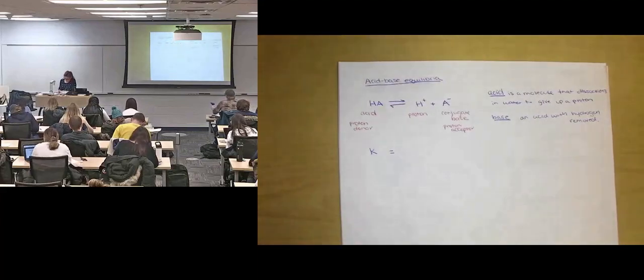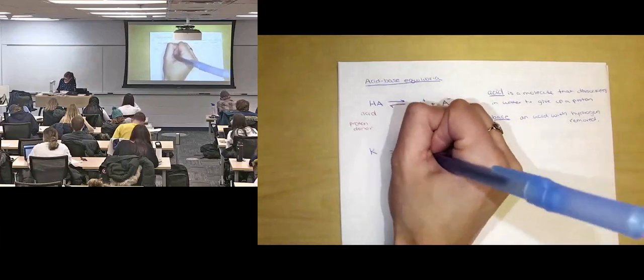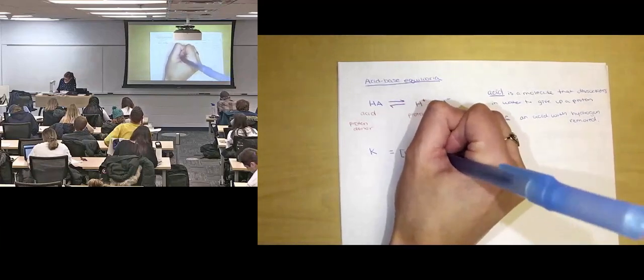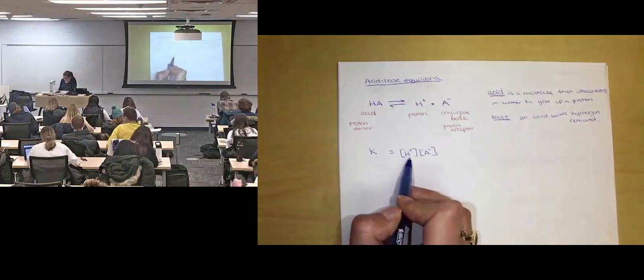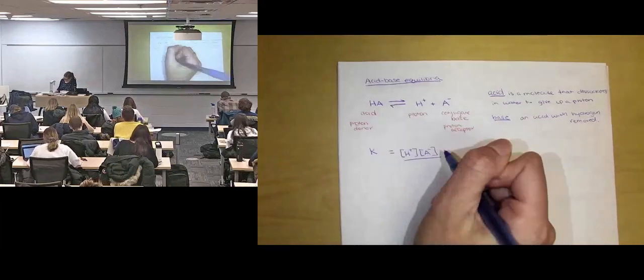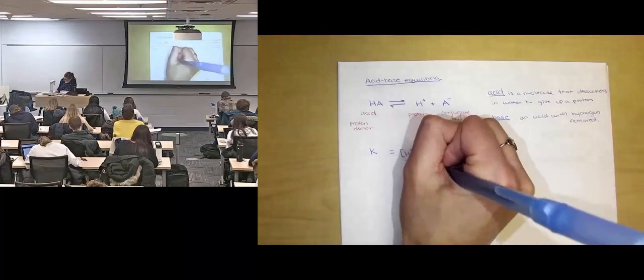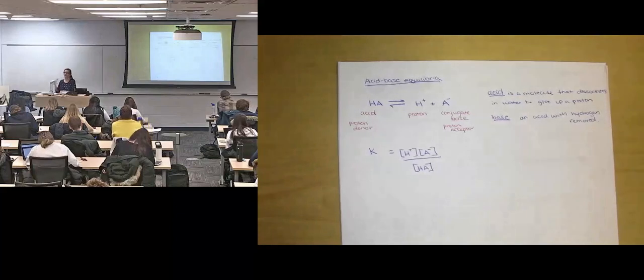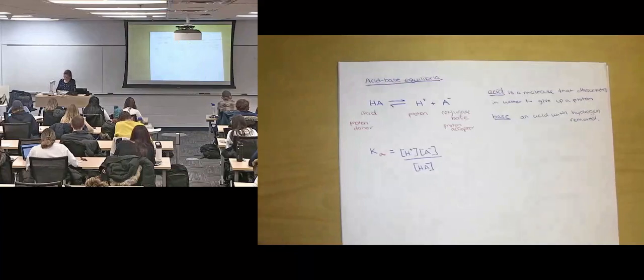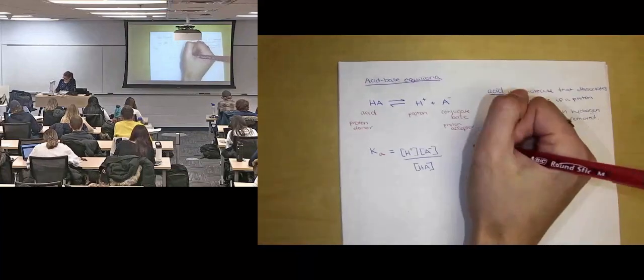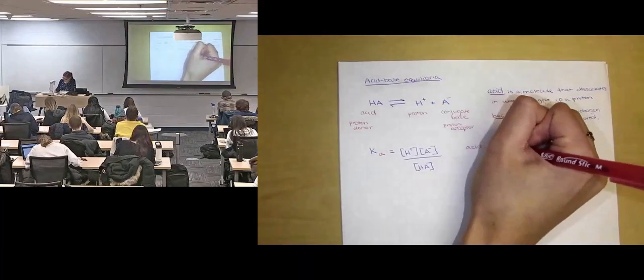So if I want to write an equilibrium constant for the forward reaction, K, what goes on the top? Concentration of my products, okay? So the concentration of the protons, the concentration of the conjugate base, over the concentration of my acid. This would be just the basic definition of equilibrium constant for this forward reaction. For this acid-base reaction, we're going to give this subscript little a, and we're going to call this the acid dissociation constant.